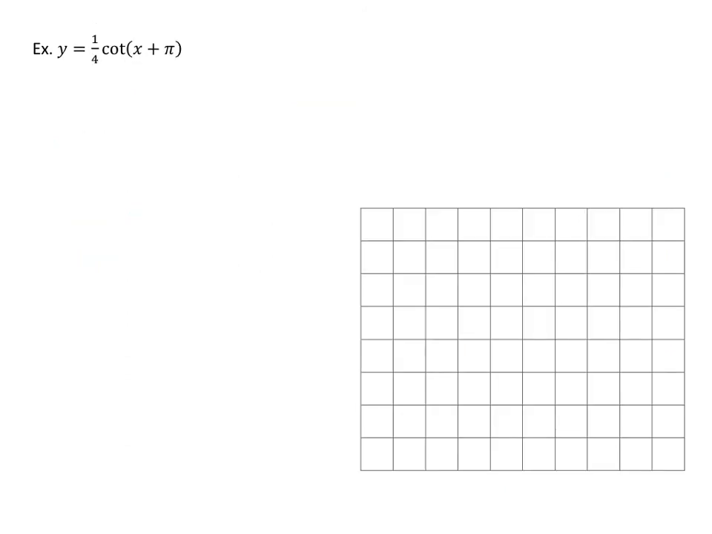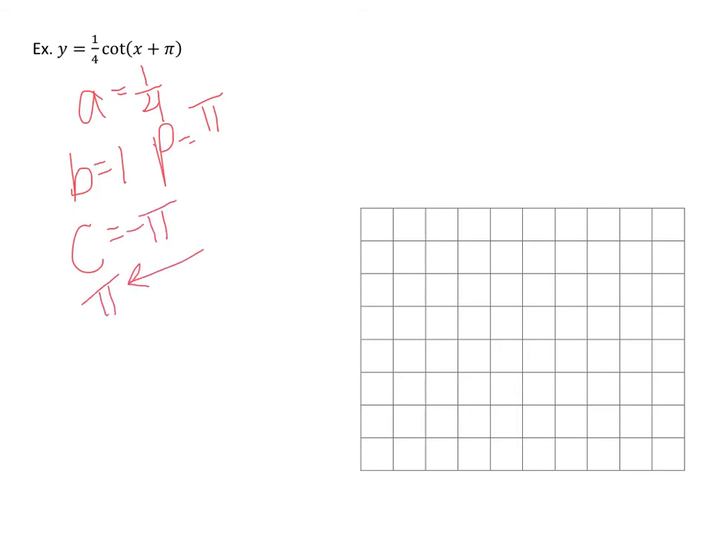Let's graph another cotangent. A equals 1/4, so I'm squishing my curves in. B equals 1, so my period is going to be pi. C is negative pi. Remember, it's the opposite of what's in there, so that means I'm going left pi. I need to take that into consideration when I mark my x-axis.